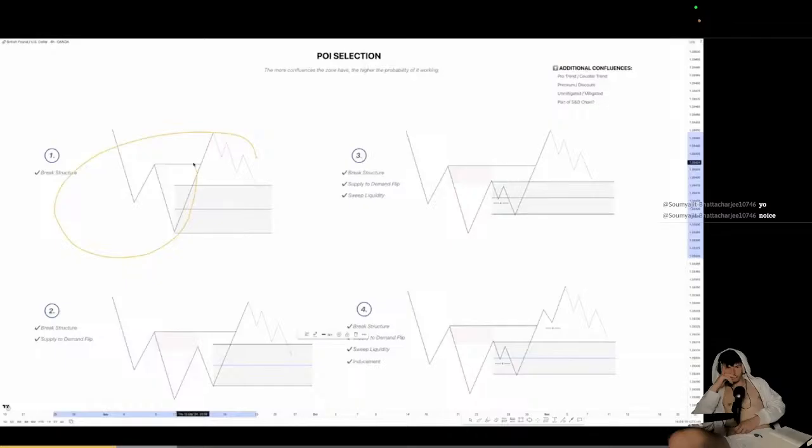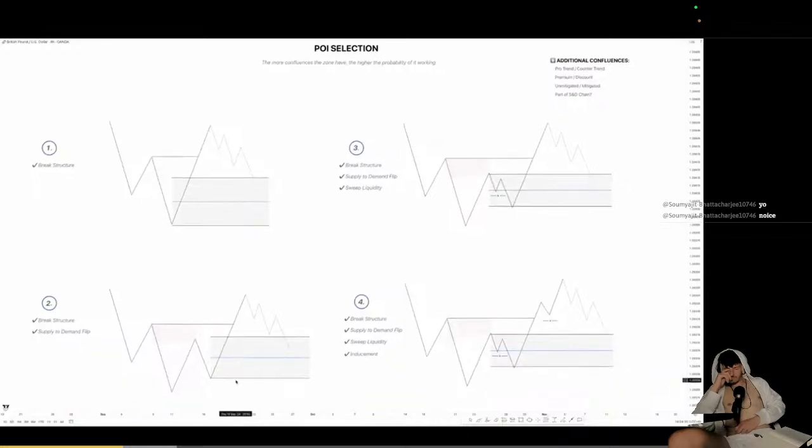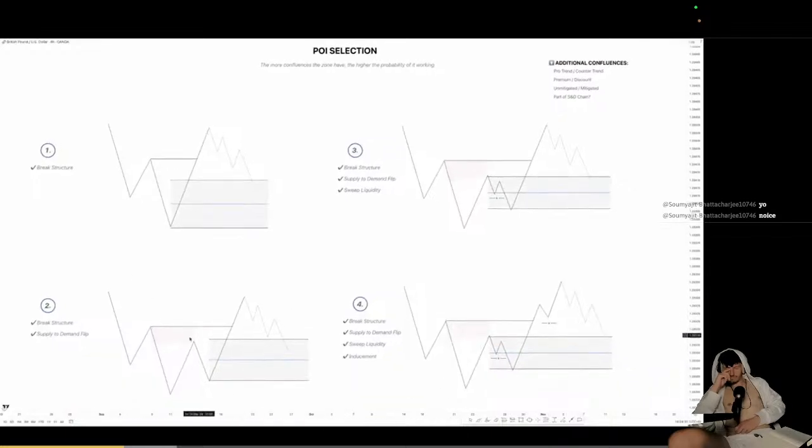This is really the bread and butter. This is just a very basic demand zone. And it counted as an institutional demand zone because it broke structure, alright? So this is really the bare minimum, your demand zone. And then the second example that we have below here, this is a demand zone that actually caused structure to break, alright? But it also caused a flip, right?